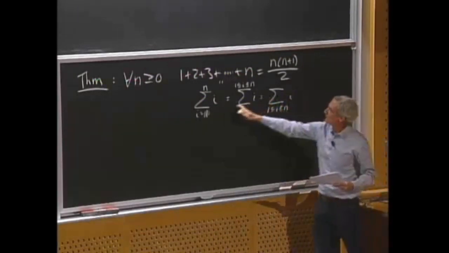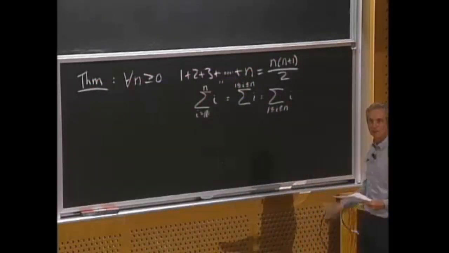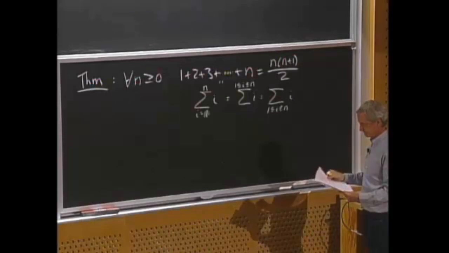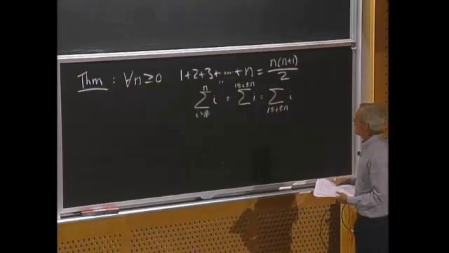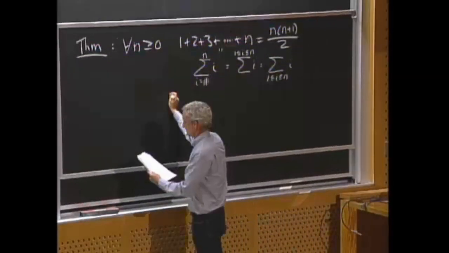So these are 4 different ways of writing the same thing, the sum of the natural numbers from 1 to n. And we'll use them all during the term. All right, now there's some special cases that make this a little more interesting.